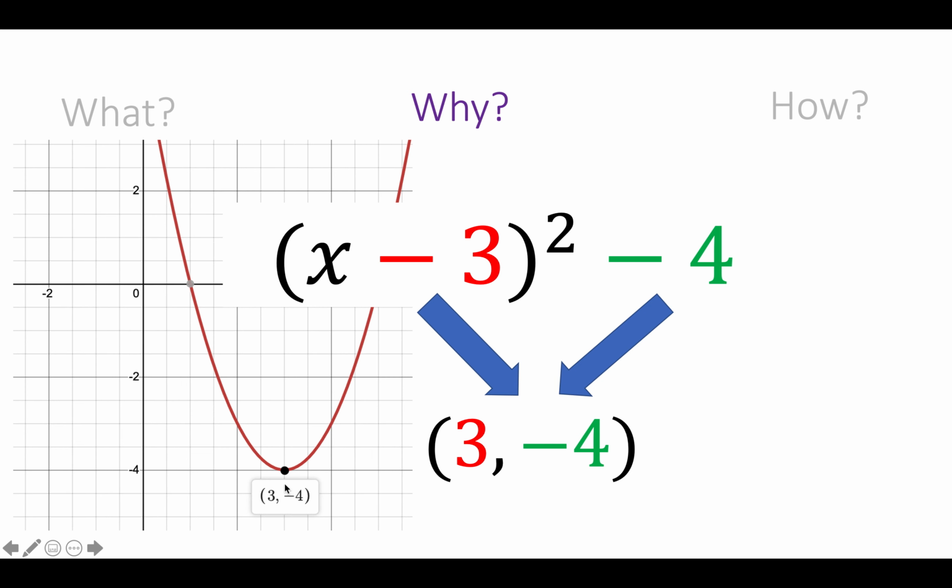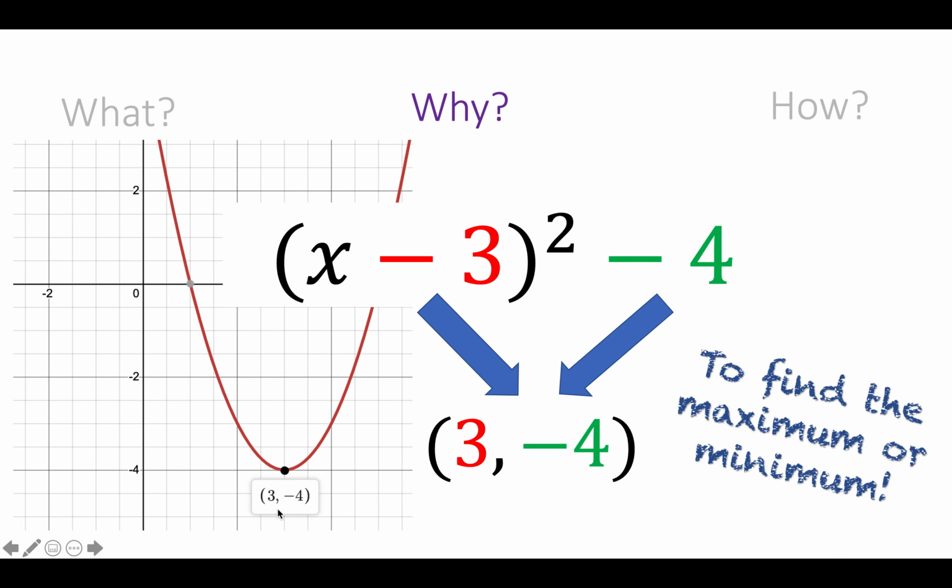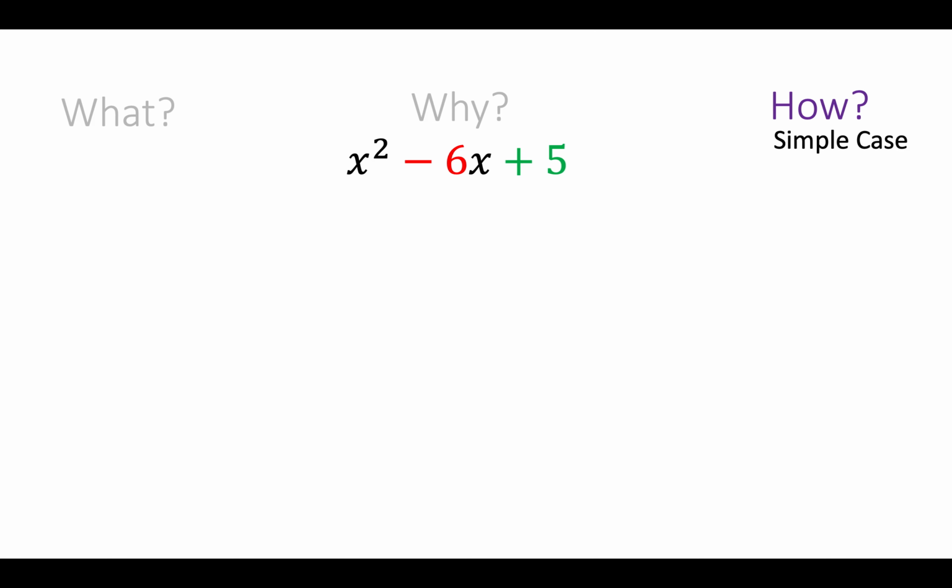We can see that graph plotted here, and the minimum point is indeed 3, minus 4. How do we do this?